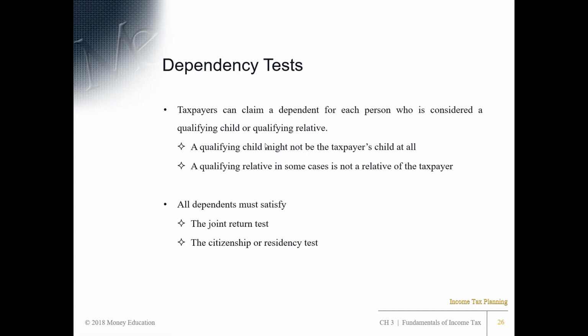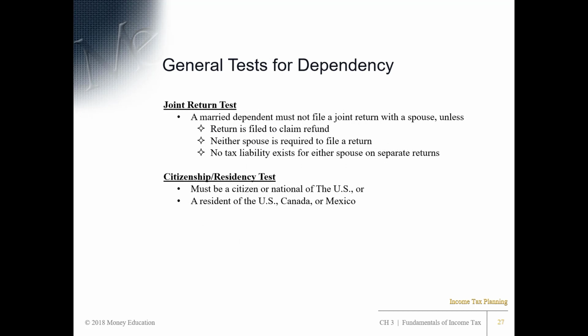Dependency test. Taxpayers can claim a dependent for each person who is considered a qualifying child or qualifying relative. A qualifying child might not be the taxpayer's child at all. A qualifying relative, in some cases, may not be a relative. All dependents must satisfy the joint return test and the citizenship test. A joint return: in general, for me to claim someone as a dependent, they must pass the joint return test. A married dependent may not file a joint return with a spouse unless it's filed only to claim a refund, and neither spouse is required to file a return, and no tax liability exists for either spouse on their separate returns. They must also be a citizen or national of the U.S., or a resident of the U.S., Mexico, or Canada in order to be a dependent.